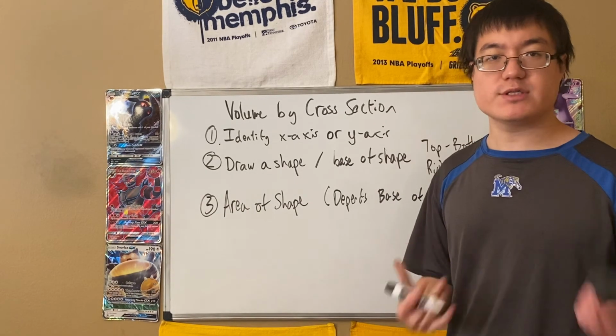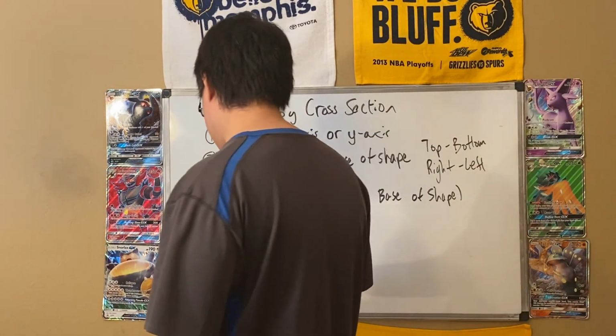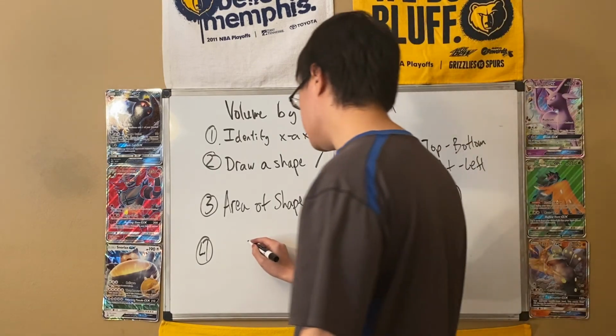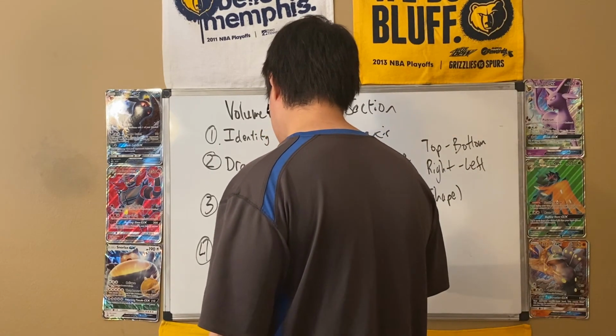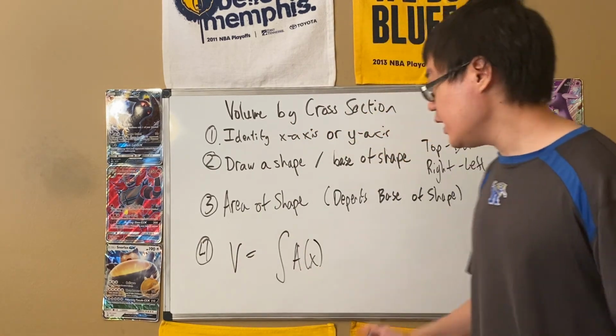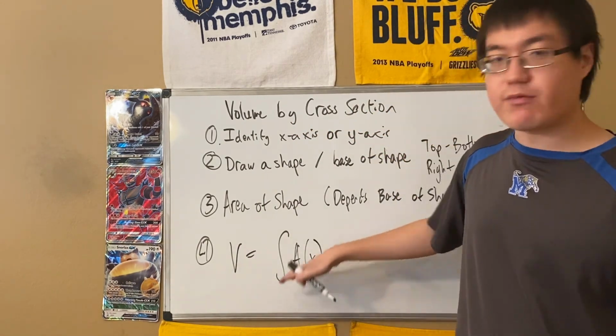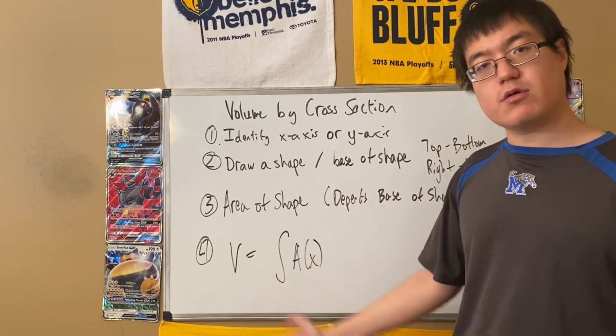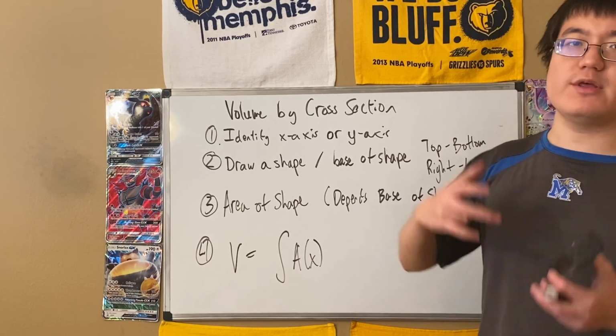Finally, all you do is set up your integral. So the integral is going to be two different possibilities depending on if we're doing x's or y's. The first possibility: we have volume, which is going to be the integral of the area, we're just going to call it A of x. And again, just like with volume by revolution or areas, what do you put on the integral? Well, if you're dealing with x's, you're going to put the x coordinates.